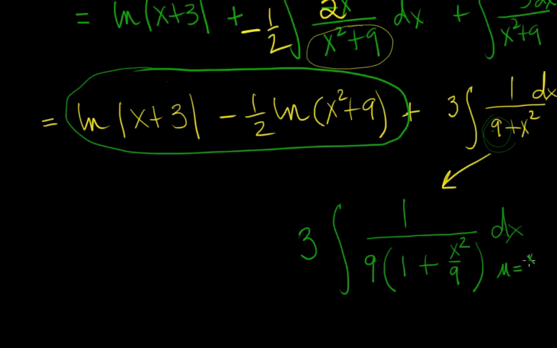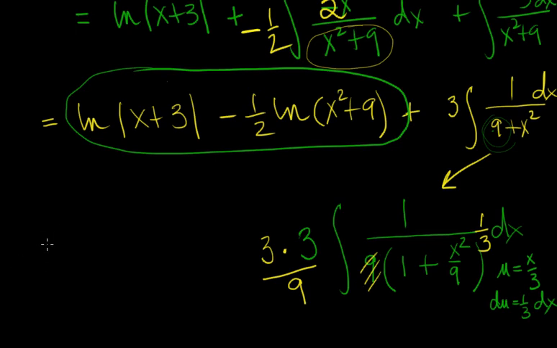u will be x over 3. And then this is 9 times 1 plus u squared. If u is x over 3, du is 1/3 dx. So I do need to adjust with a 1/3 here, and another factor of 3 out here. And let's bring our 9 out.